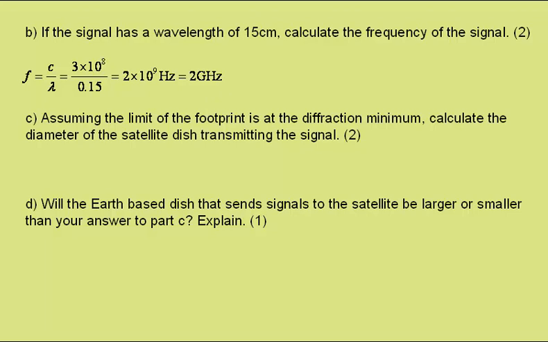Part C. Assuming the limit of the footprint is at the diffraction minimum, calculate the diameter of the satellite dish transmitting the signal for 2 marks. Well, on the datasheet we're given the formula that the half beam width sine theta is equal to lambda over A, where A is the transmitting dish diameter. Rearranging, we get that A is equal to lambda of 0.15 meters over the sine of half the angle, which is sine 4.8, gives us a dish of diameter 1.8 meters.